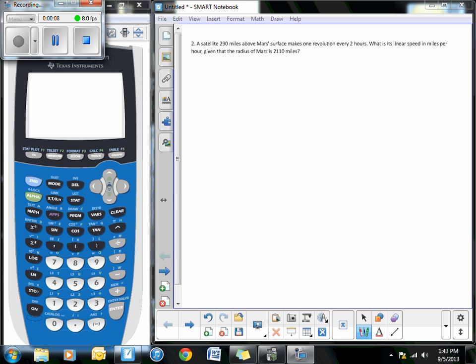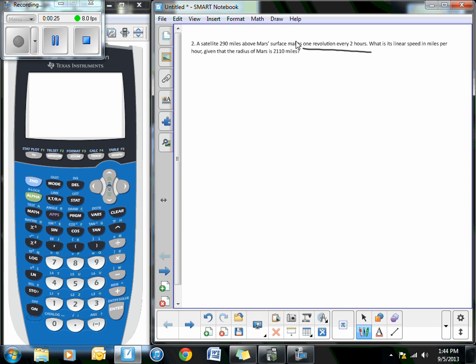A satellite 290 miles above Mars' surface makes 1 revolution every 2 hours. What is the linear speed in miles per hour if the radius of Mars is 2,110 miles?